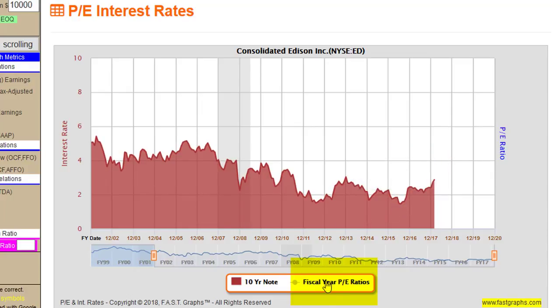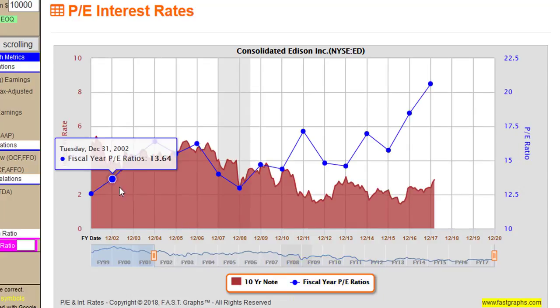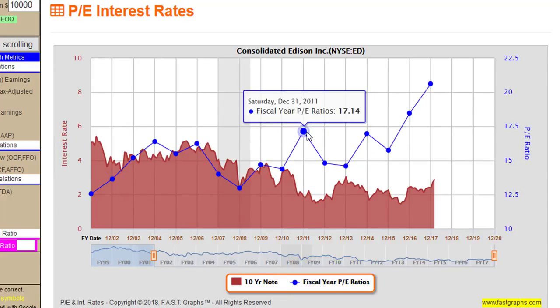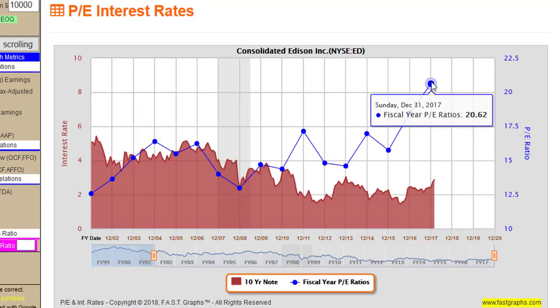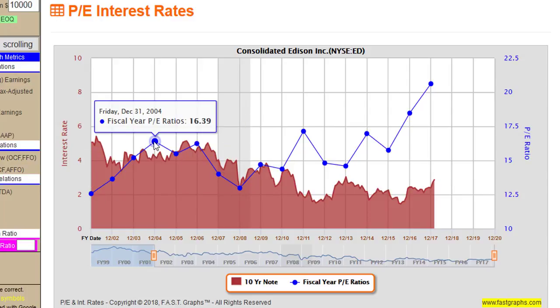Now if I add back the fiscal year-end PE ratios, if you just point to the blue dots here, you'll see that the blue dots tell you what the company's fiscal year-end PE ratio was. So for example, right here at December 31st, 2011, Consolidated Edison was trading at a PE ratio of 17.4. At year-end 2017, it was trading at a PE of 20.6. This actually represents how this graph is supposed to work. As interest rates are dropping, you have a period where PE ratios should rise.